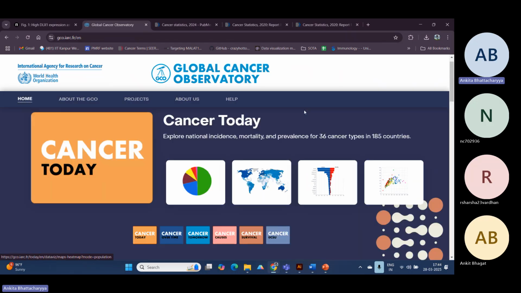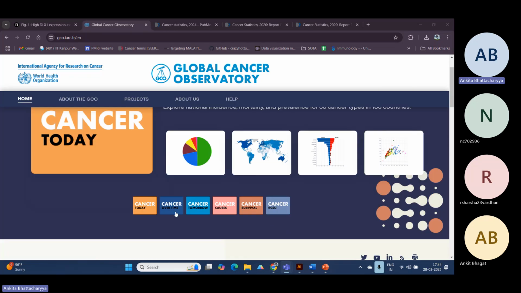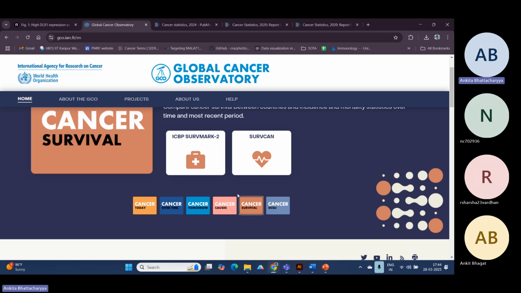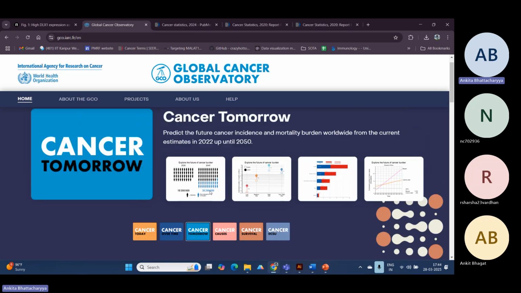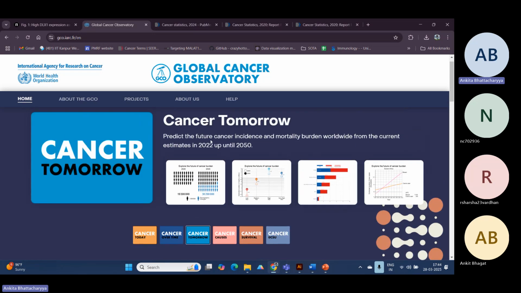But basically, what we normally use it for is finding a quick schematic representation of all of these different statistics. Among them, you can see Cancer Today, which is the one I most commonly use, and the information I've shown you today is from there, which means it gives you the current status, versus Cancer Over Time, Cancer Tomorrow, causes, survival, and all of that information is used as well. Sorry, Cancer Tomorrow is going to show you projections of future cancer incidence and mortality burden worldwide from current estimates made in 2022 up till 2050.